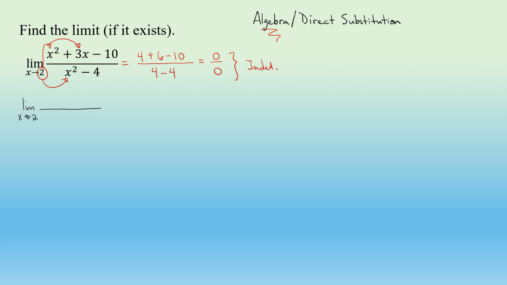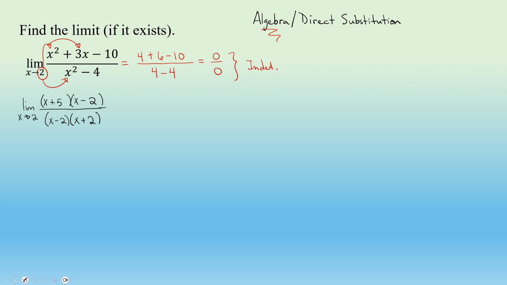In my denominator, I see this is a difference of squares, so I'm going to go ahead and factor that. x minus 2, x plus 2. My numerator, well, this is a trinomial. It does factor. I'm looking for numbers that will multiply together to give me negative 10, but will add together to give me positive 3. So hopefully you agree with 5 and negative 2.